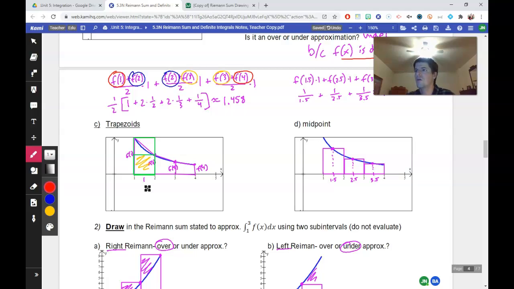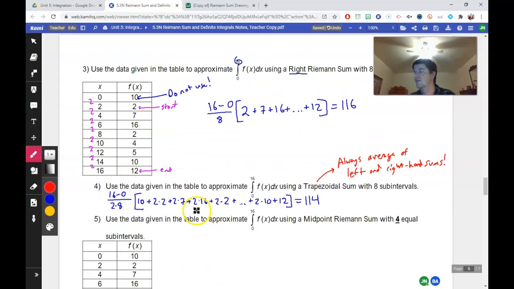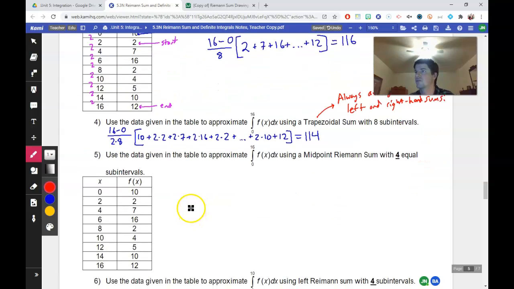And so what does that mean? That means that if you calculate the left-hand sum and the right-hand sum, the trapezoid sum is always just the average of those two sums. Okay, pretty handy. Hopefully you can see the visual proof of that right there, halfway between the left and right-hand sums. So we get 114 and we're good there, right?